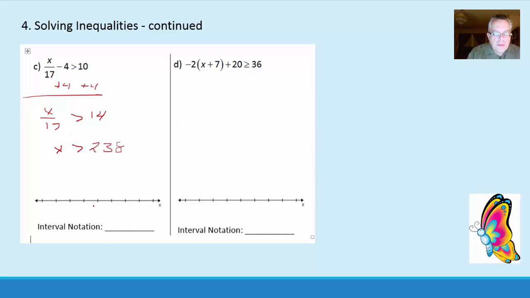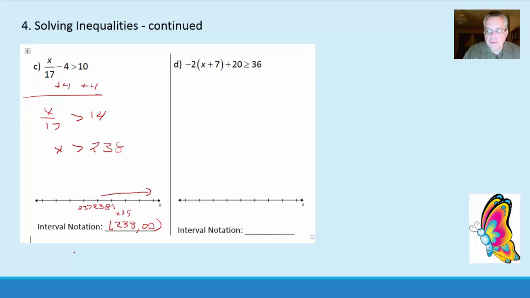No problem. So we'll put a 238 on the number line. I'll put a 237 next to it. Not a lot of room here. I'll put a 239 to the right, and a hollow dot at 238 and an arrow to the right. So interval notation, open parentheses, 238 to infinity. You pick any number greater than 238, it'll work in the inequality.